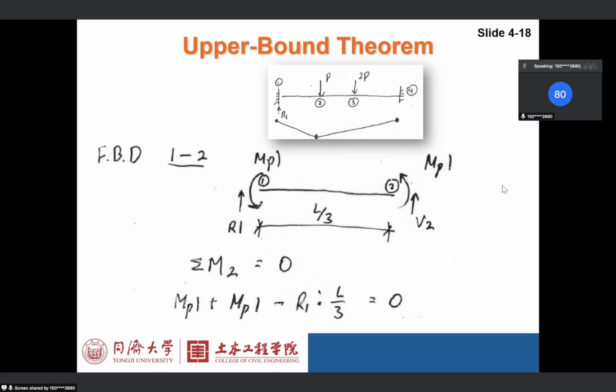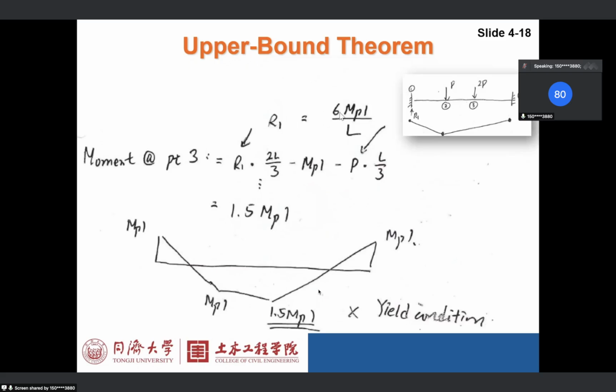So let's make equilibrium based on this. Let's make 2 the turning point. So sigma M2 equals 0, and then we can get this equation. If we make this a turning point, we have a clockwise moment exerted by R1. So R1 times this lever arm, L over 3, equals 2 anti-clockwise moments, MPL. Anti-clockwise moment, anti-clockwise moment. It's a very simple equation, and we can get R1. R1 is 6 MPL over L. So we get R1.